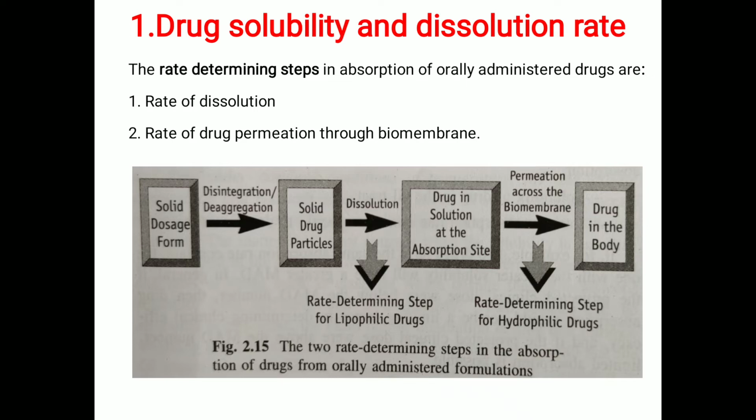The first physicochemical property of the drug is drug solubility and its dissolution rate. Here in the figure we can see that there are two rate determining steps in the absorption of drug from orally administered formulations. Those steps are the rate of dissolution and, second, the rate of drug permeation through the biomembrane. As we already discussed, the solid dosage form firstly disintegrates, then its drug particles are produced and those drug particles are dissolved into the aqueous GI fluid.